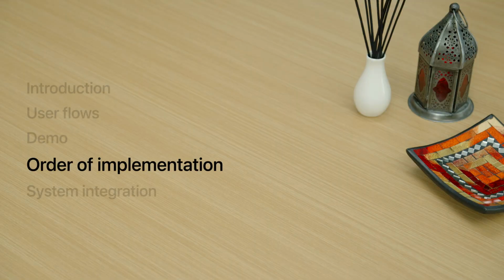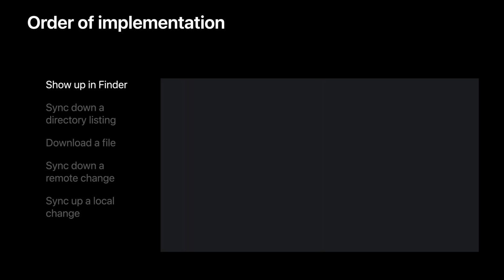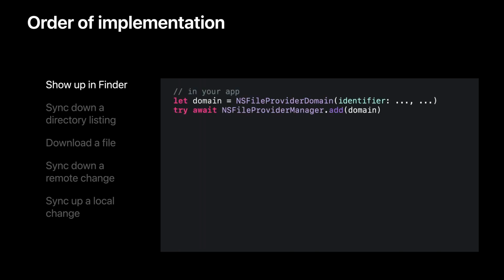We've covered the full feature set of the API, and we are publishing the source code as part of this session. Let's talk about how you can approach implementing the flows that we've talked about. First of all, we're going to want to tell the system that we're ready to sync. This will make an entry show up in the sidebar in Finder. We call these entries domains, and they usually correspond to a login session on your cloud server.